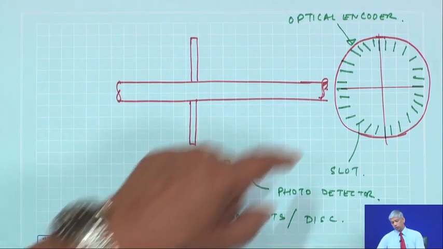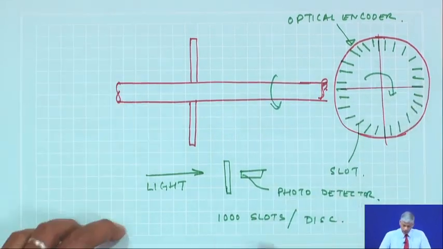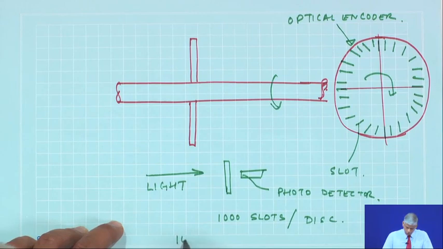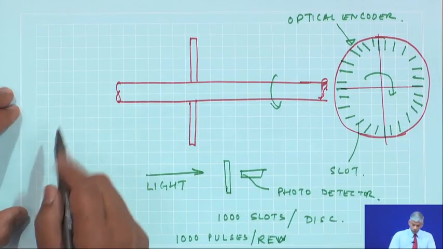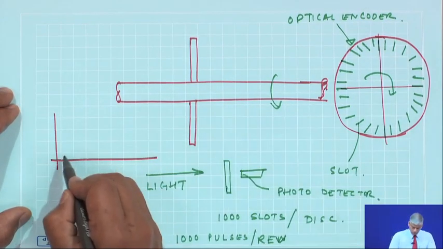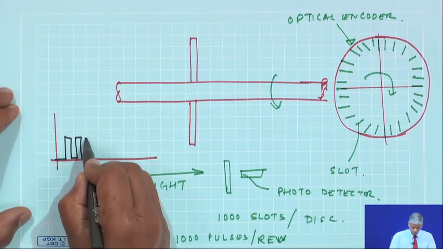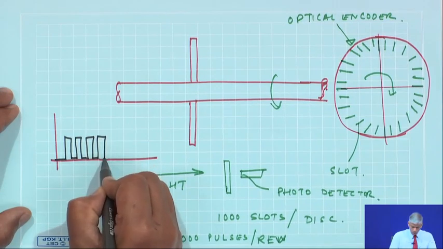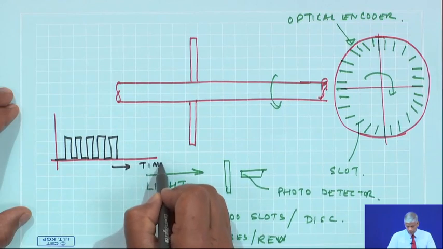So what happens if this shaft is rotating at a constant speed? It will generate 1000 pulses per revolution. So how does the pulse look? This pulse will look something like this, and so on. This is the pulse train, in the time domain.